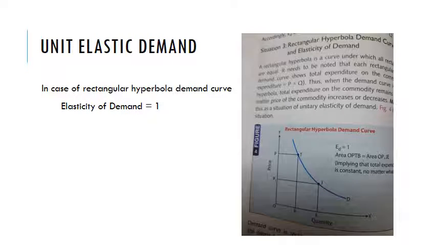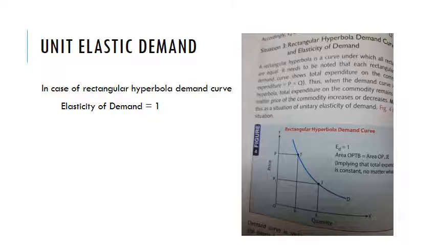The third situation is unit elastic demand. This is a case of a rectangular hyperbola demand curve. It is a curve under which all rectangular areas are equal. Each rectangular area under the demand curve shows the total expenditure on the commodity. Total expenditure is equal to price into quantity.